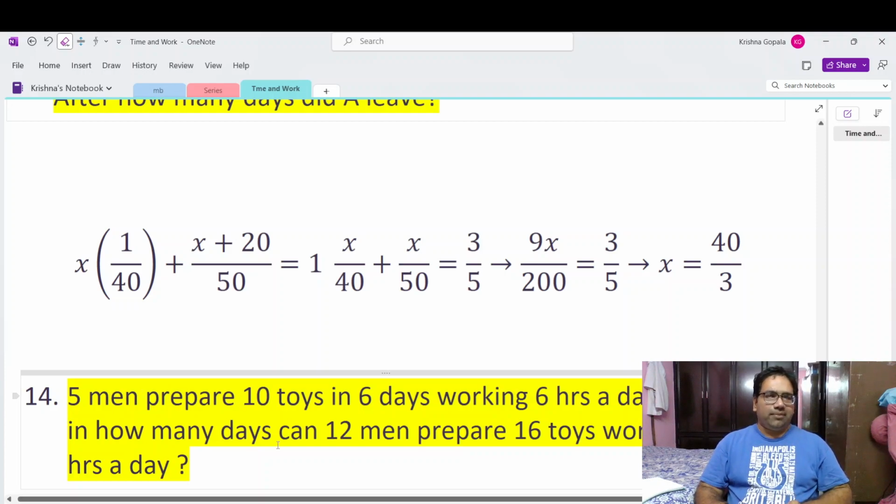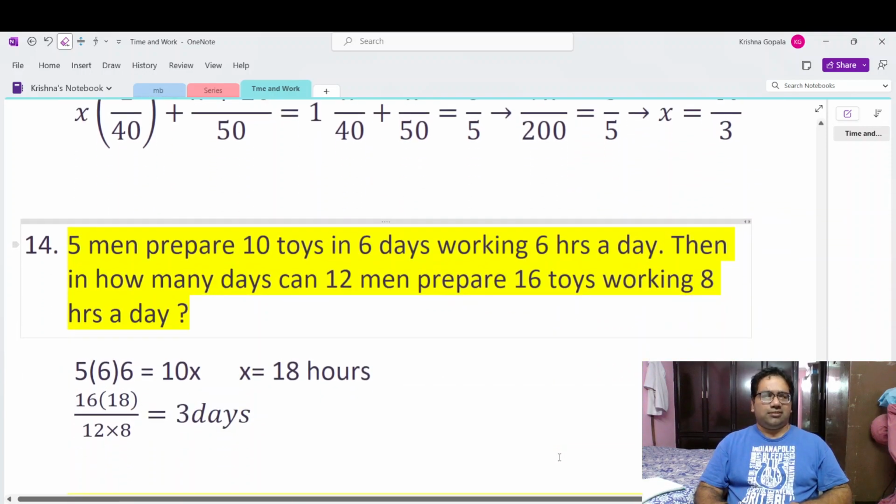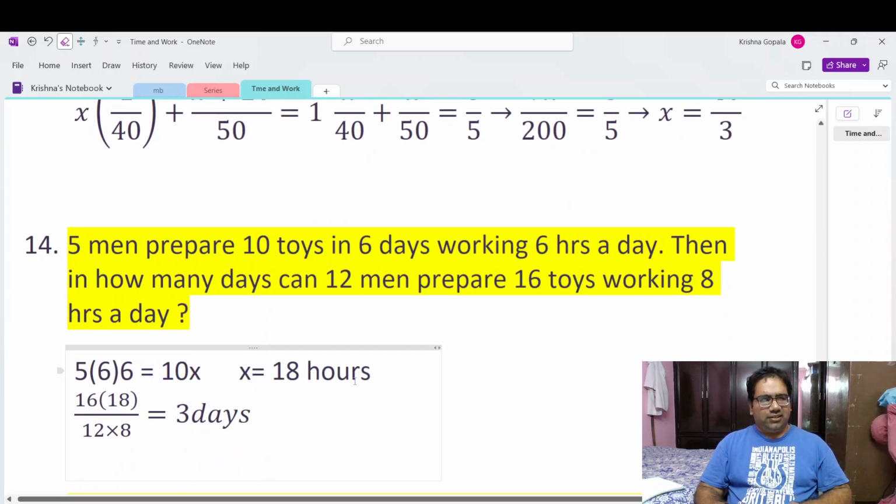Simple, right? 5 men, 6 days, daily 6 hours. 5 into 6 into 6, 180 hours is the total amount of work, which is giving rise to 10 toys. Each toy is taking 18 hours. Similarly, 12 men to prepare 16 toys, working 8 hours a day. 16 toys means 16 into 18. That is the requirement, divided by 12 men by 8 hours a day. That is the answer. So X equal to 18 hours, each toy is taking 18 hours.